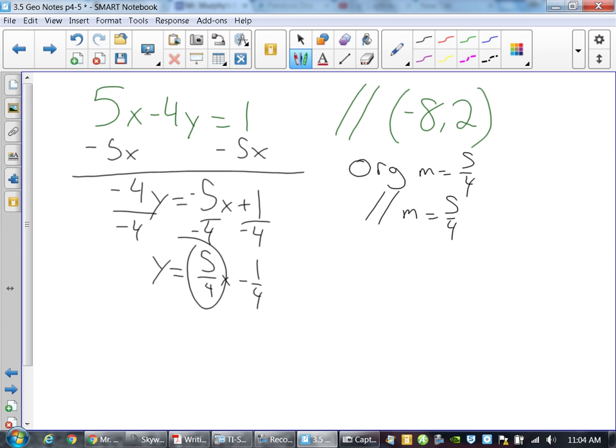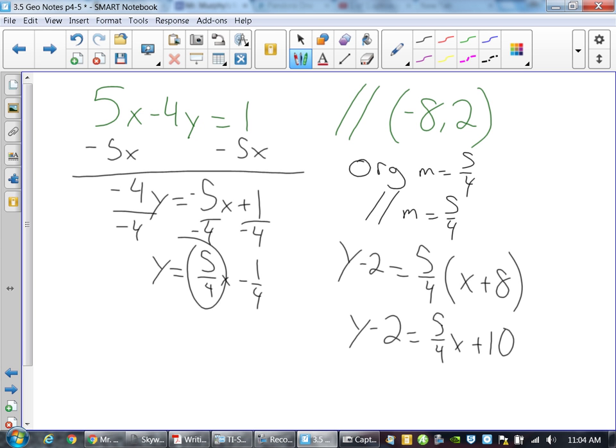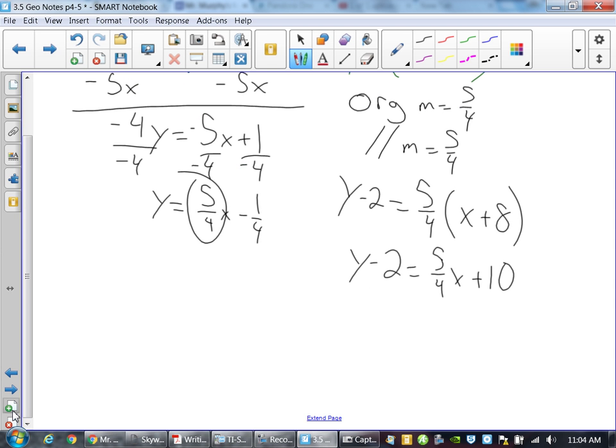And now it's a matter of putting everything back together. Y minus 2 equals 5/4 times x plus 8. Again, this is a fraction that isn't going to be so scary because what's 5 times 8? 40. And then what's 40 divided by 4? Yay, I was right. And we added 2. Final answer, I get y equals 5/4 x plus 2. Not plus 2, excuse me, plus 12.